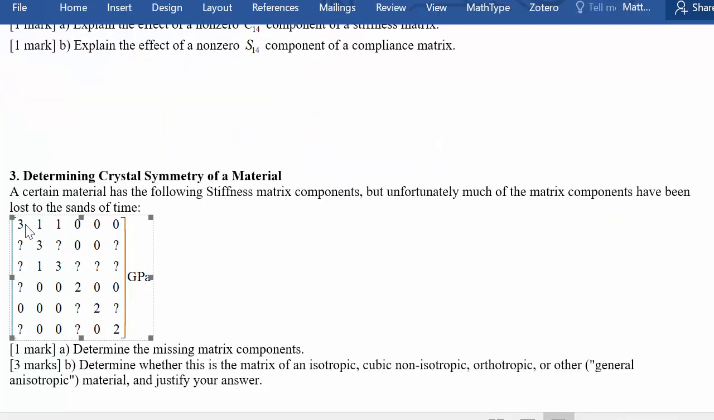And in this case, that would be 1.5 minus 0.5 would be 1 rather than 2. So this has twice the shear stiffness that it should if it was going to be isotropic. Therefore, it's cubic non-isotropic. Still cubic because these three are equal, and then these three are equal, and these three are equal. But the relationship between this one and the ones up here is not what it should be if it was going to be a completely isotropic material.